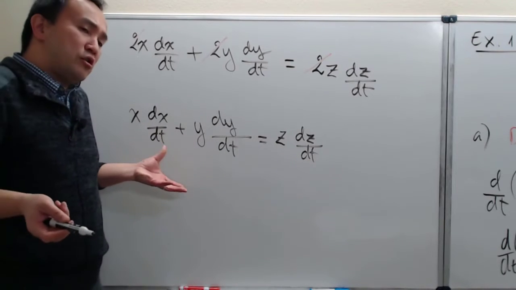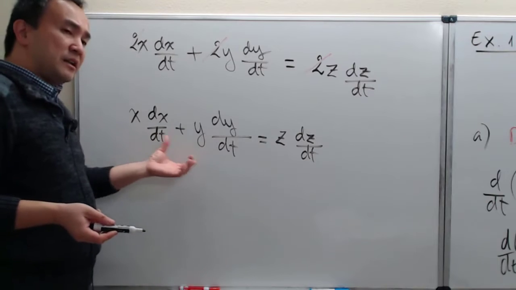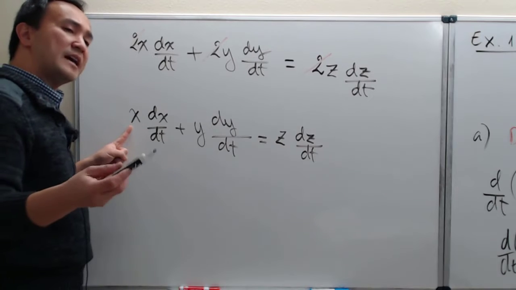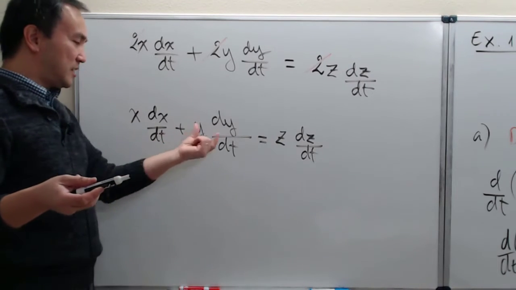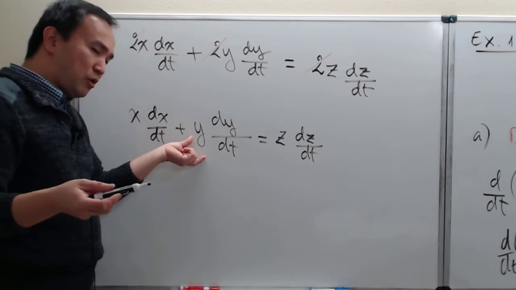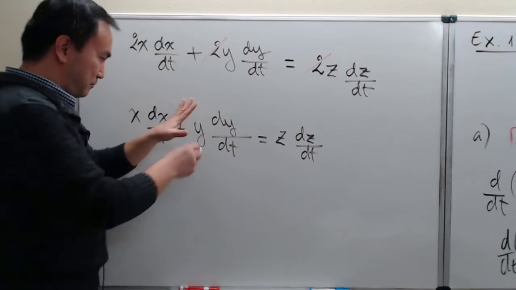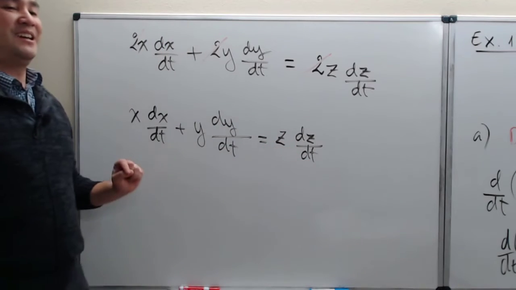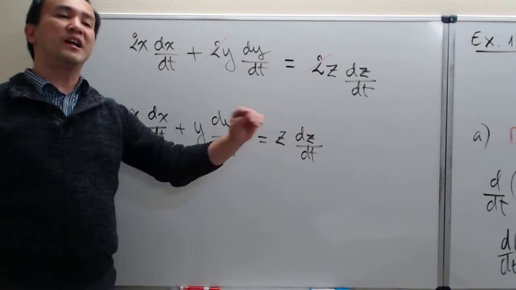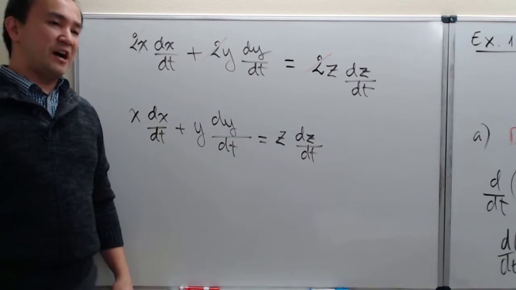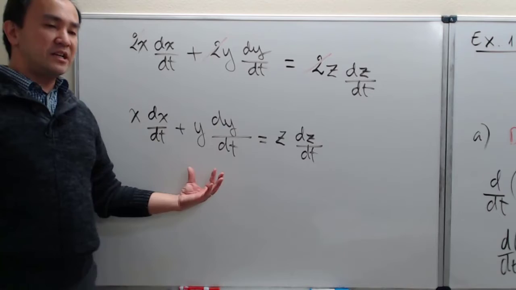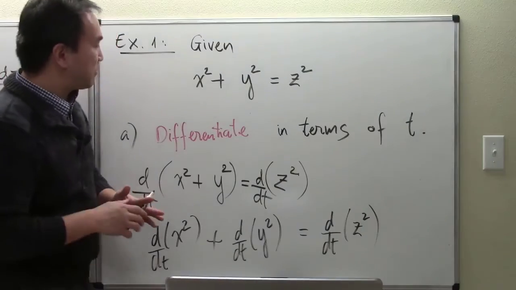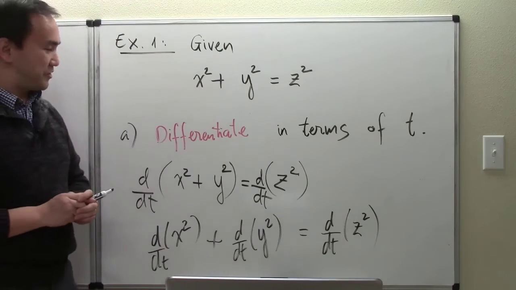How are they related? They are related by this equation. The dx/dt rate multiplied with the x function, the implicit function of t, plus the dy/dt rate multiplied with the y function, that sum must equal the z function multiplied with its dz/dt. That's how the 3 rates here are being related. So we have just found 3 related rates after differentiating our equation x squared plus y squared equals z squared.